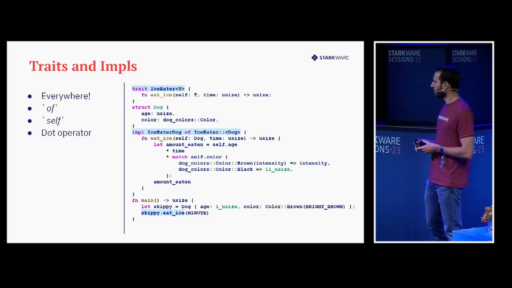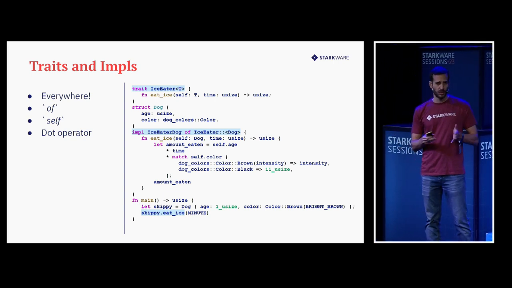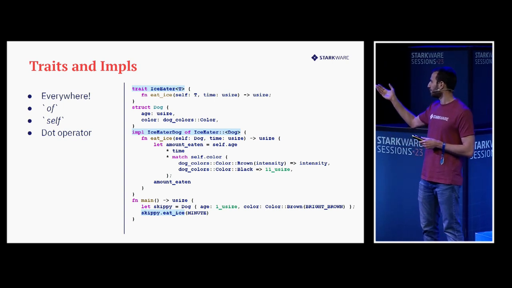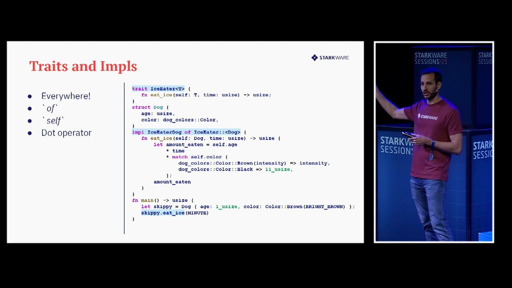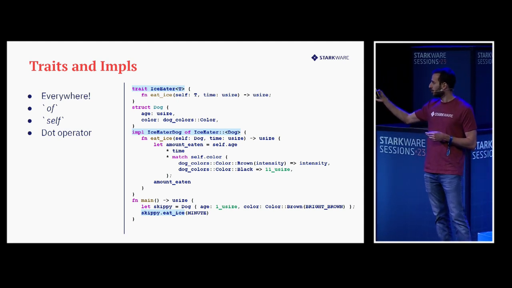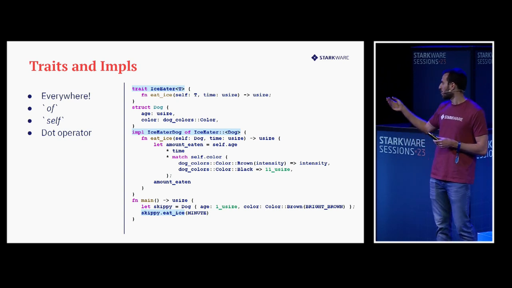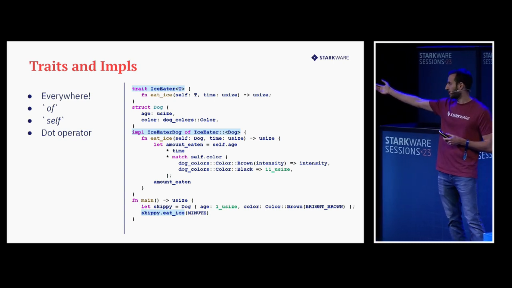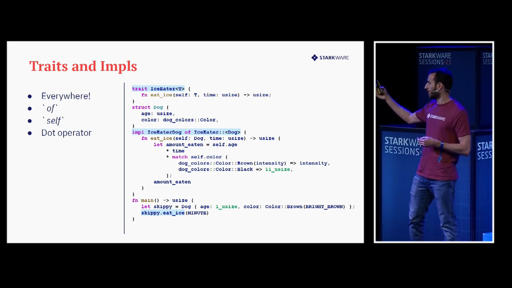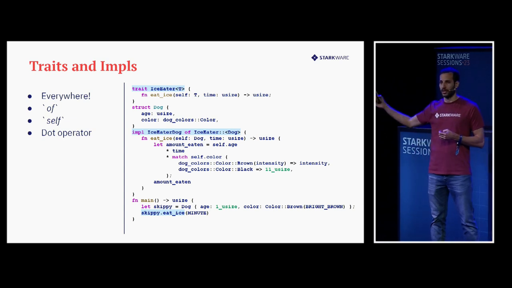Traits and impls. So we have traits. If you know Rust, a trait is similar to Rust's. If not, then it's very similar to interfaces in other languages. Here we have the IceEater trait with the generic type T. We have this struct Dog and an implementation of the trait IceEater with the generic type Dog. This is somewhat similar to Rust's implementation of IceEater for struct Dog.